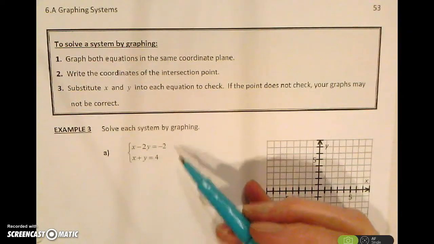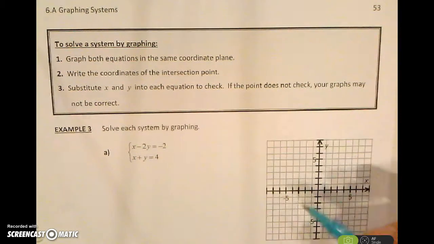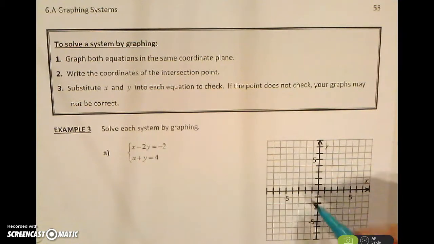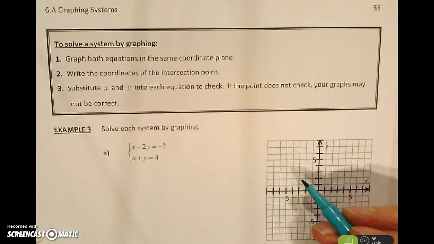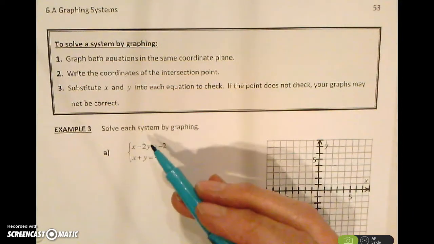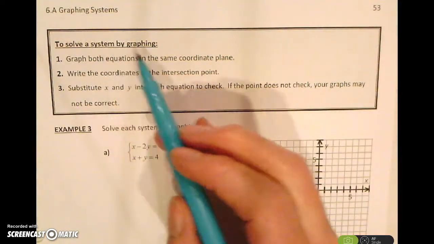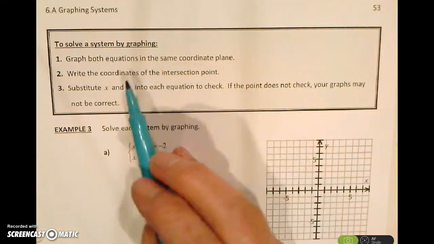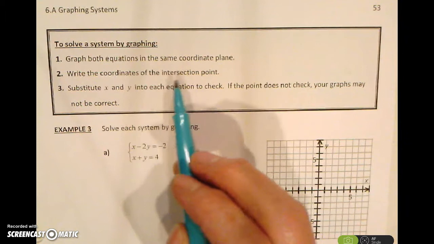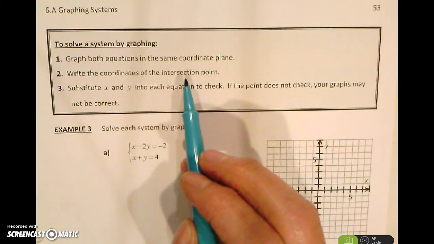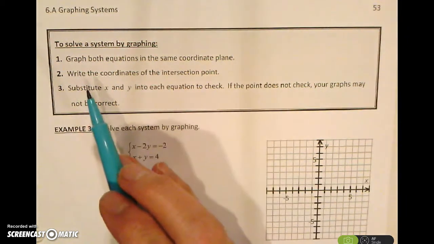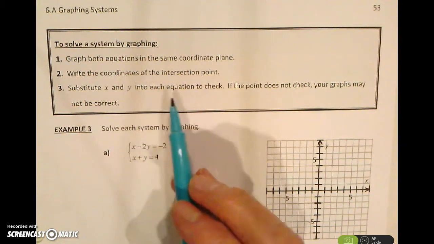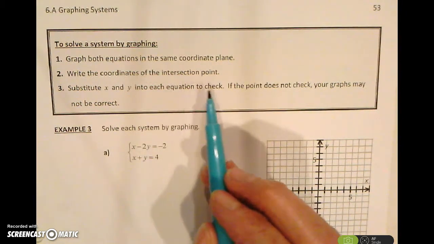So we've learned that for a system of equations, when you graph it, the intersecting point is the solution. It is the ordered pair that's going to make both of these true. So to solve a system by graphing, we're going to graph both equations in the same coordinate plane. Then we're going to write the coordinates of the intersecting point, like we did in those last problems. Then we're going to substitute x and y into each equation to check.